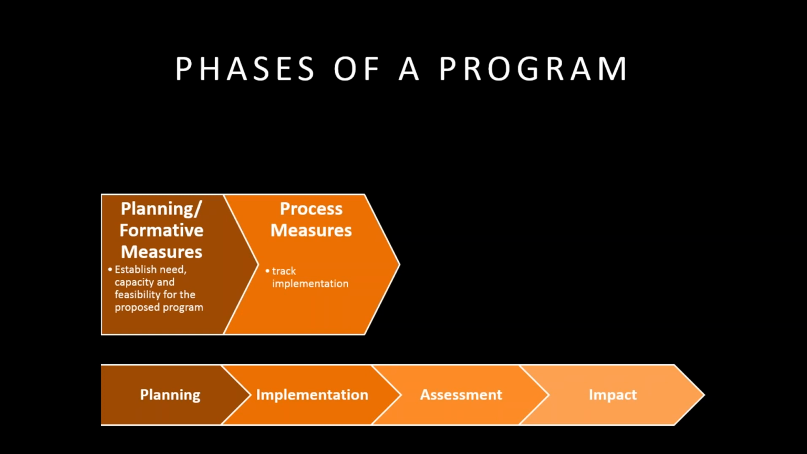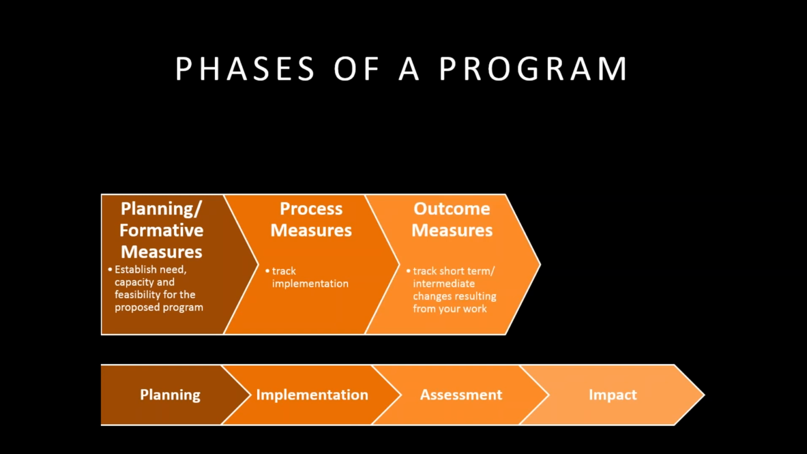So you really want to track how well your program's rolling out. You may want to look at cost effectiveness. You may want to look at what kind of stakeholders are at the table. You may want to look at what barriers you're facing so that you don't get 5 years down the road and realize there was a very simple barrier you could have addressed right in the middle to make your program more impactful.